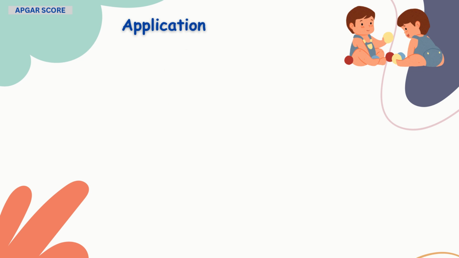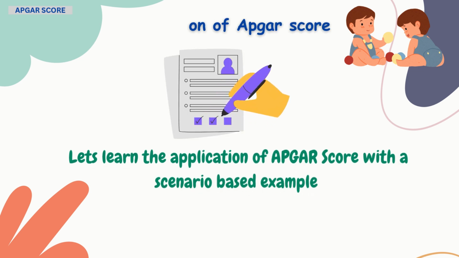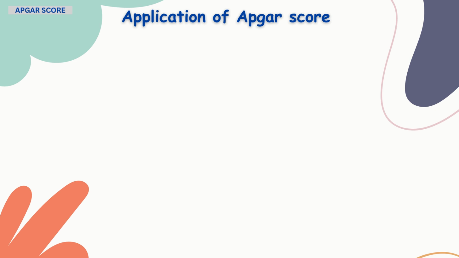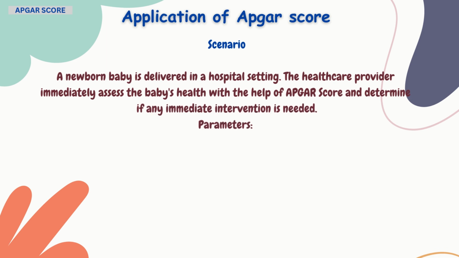As we have gained much knowledge about APGAR score, let's apply it now. We are given a scenario which states that a newborn baby is delivered in a hospital setting. The healthcare provider immediately administers an APGAR score to assess the baby's overall health and determine if any immediate intervention is needed. We are given the following parameters.